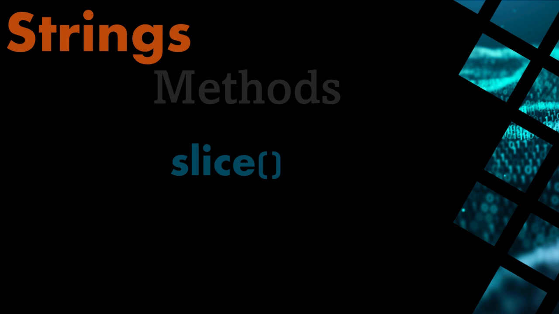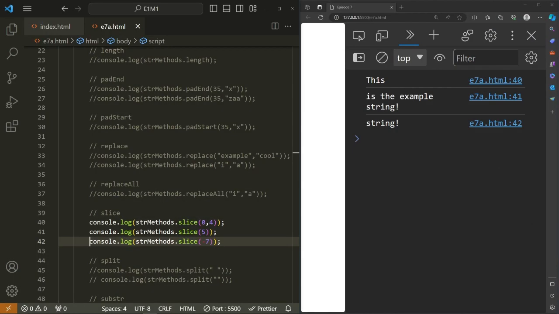Next we will be looking at slice. Slice will return a sliced version of your string. You provide a start position and an end position. The end position is not included. So let's say that we want to return just the first word of our string. We will say slice from index 0, which is the start of the string, all the way to index 4, which is the first space. But remember that the last index is not included, so it just returns the word this, as you can see over here.